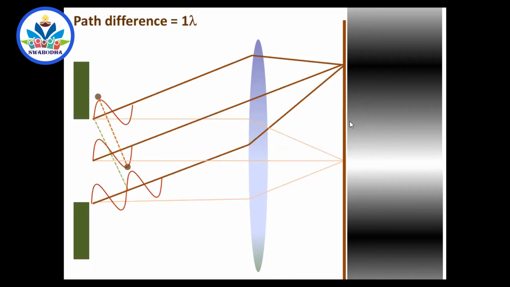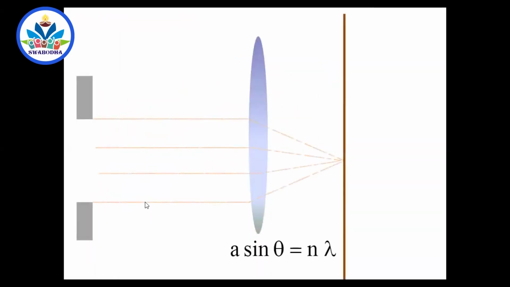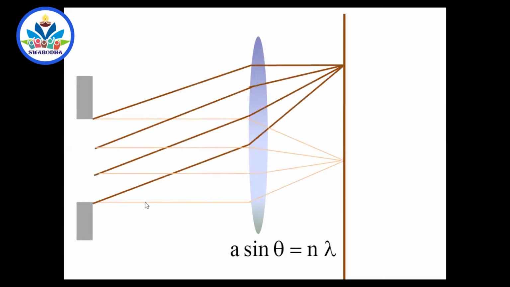That's all. So if the path difference is 0 lambda, central bright fringe. If the path difference is 1 lambda, first dark fringe. And if the path difference is half lambda, somewhere here, either bright or dark. What about this next one? Next bright fringe, that is 1.5 lambda. If A sin theta is equal to n lambda, then of course it will be a dark fringe. Yeah, this is okay.